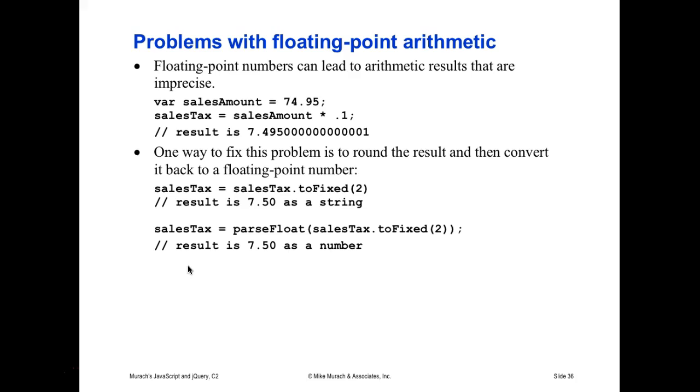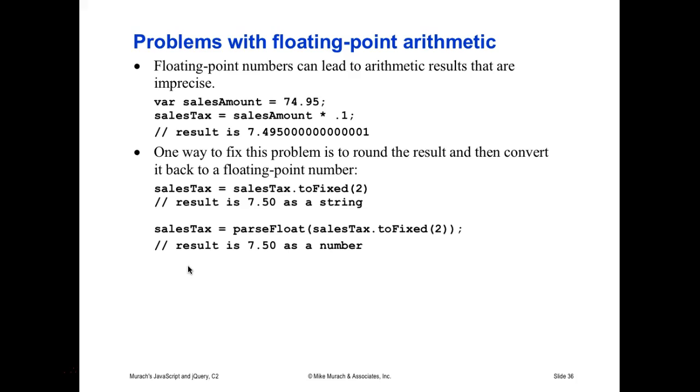When you have floating point numbers or decimals, they can lead to mathematical results that are imprecise. For example, if we were to take 74.95 and multiply it by 0.1, we would get a float that has numerous digits at the end. An important way to fix this problem is to round the result and convert it back to the floating point number. We can do this with the toFixed method. In this case, we're using toFixed to 2 digits. That's what the numeral 2 in the parentheses means.